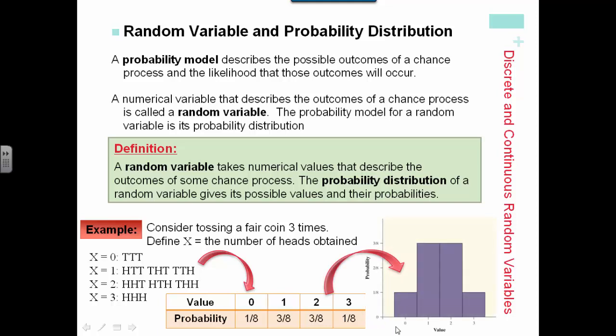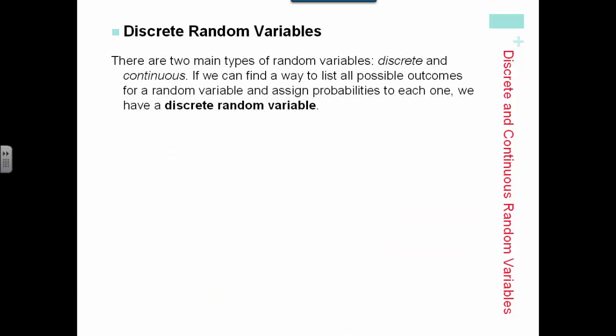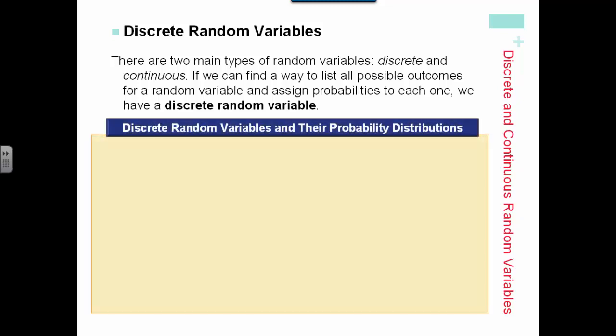Here is the value versus probability in a histogram. Remember that the probability can be listed as a fraction, a decimal, or a percentage when you're listing it on a histogram. There are 2 types of random variables, discrete and continuous. If we can find a way to list all possible outcomes for a discrete random variable and assign probabilities, we have a discrete random variable.